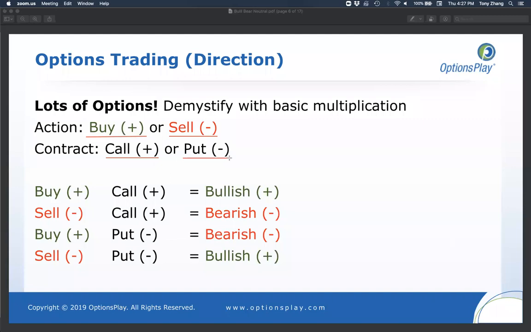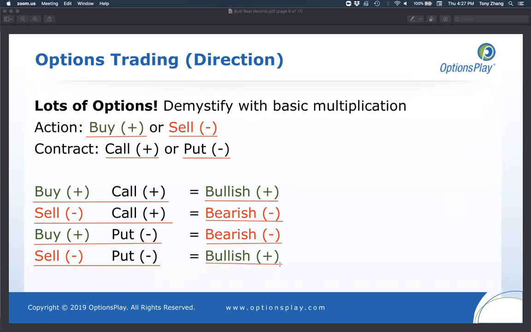And to remember what the different actions are and whether you're trading a bullish or bearish strategy, all we have to do is basic multiplication. So if we're buying a call, that's a positive and a positive, which brings us to a bullish strategy. If we're selling a call, conversely, that's a negative and a positive, so that gives us a bearish strategy, because a negative and a positive gives us a negative. Buying a put, which is again a positive and a negative, also gives us a bearish trade. And lastly, when we sell a put, which is a negative and a negative, that gives us a bullish trade.